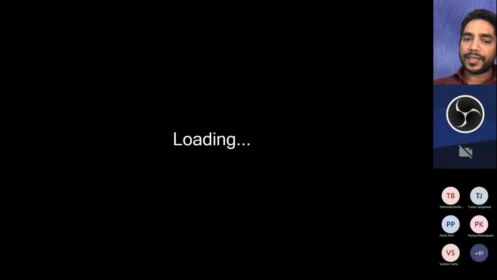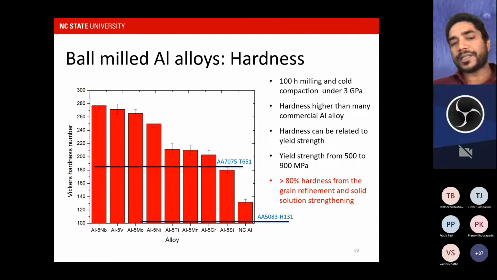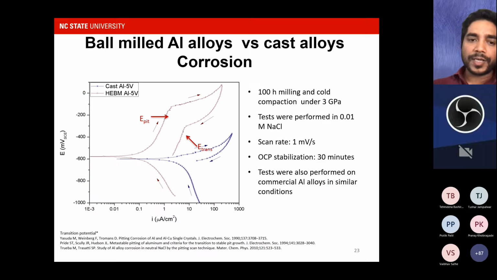If I look at 5083 or 7075 aluminum alloy, they exist somewhere here. So the hardness of these alloys is 2 to 3 times higher, depending on the composition, than whatever you get, right? And we further looked into strengthening mechanisms and found that the solid solution strengthening contribution was pretty high. So this is the strength for 7075 T651, which is the high strength aluminum alloy we use. So these alloys have much higher strength than any other commercial alloys, right?